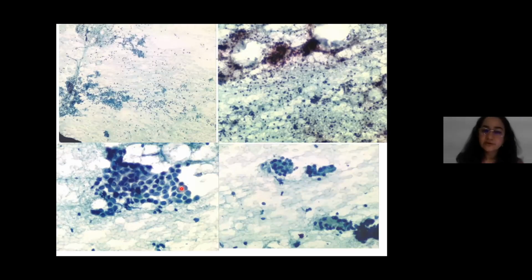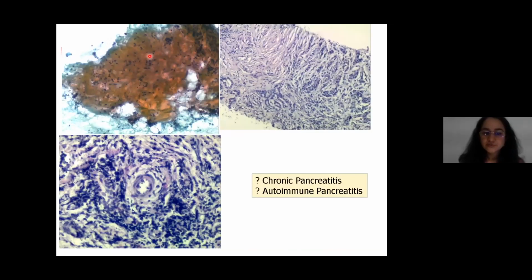So what did we see on the EUS FNA smears? As you can see, the background is very busy, and there is a moderately dense lymphoplasmacytic chronic inflammatory infiltrate in the background. Interspersed within this are these groups of benign pancreatic ductal epithelium and the benign pancreatic acini. Many fibrous tissue fragments were also seen in the FNA smears, also infiltrated by this lymphoplasmacytic infiltrate.